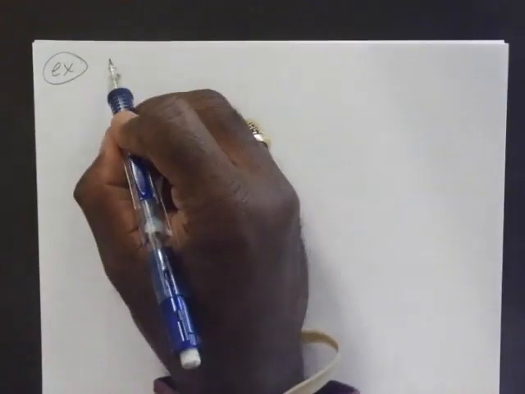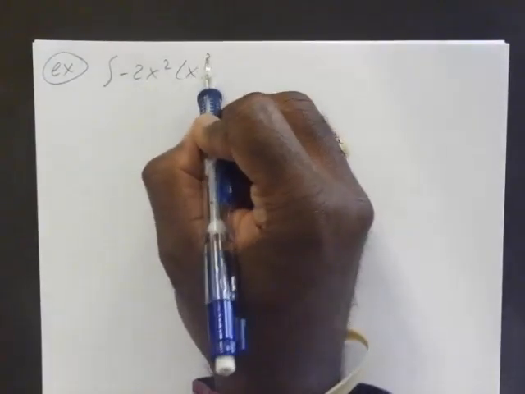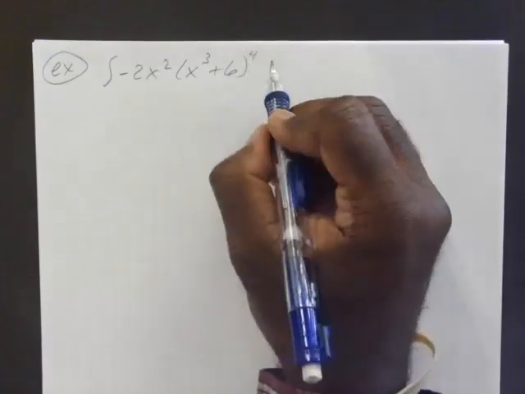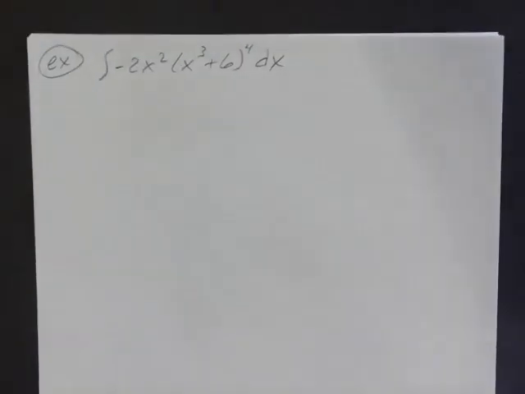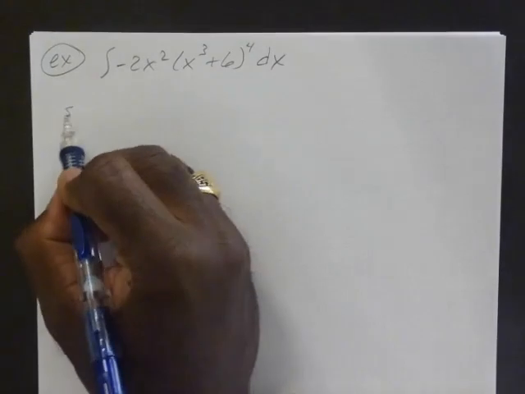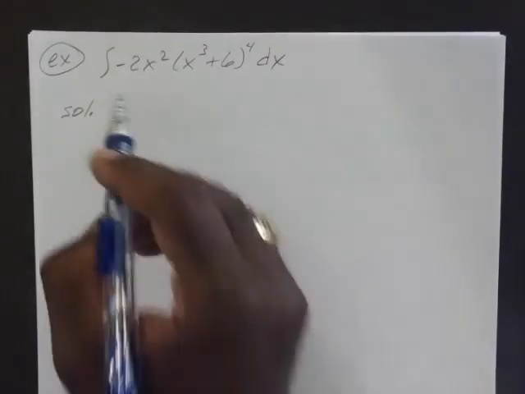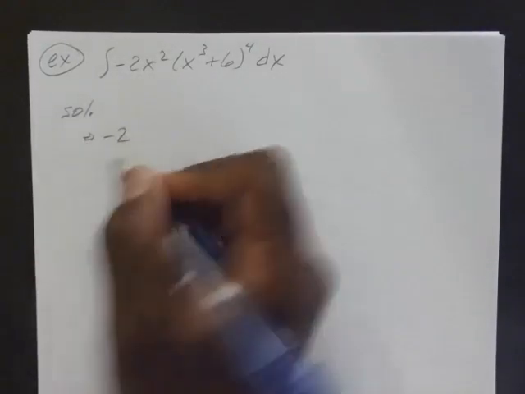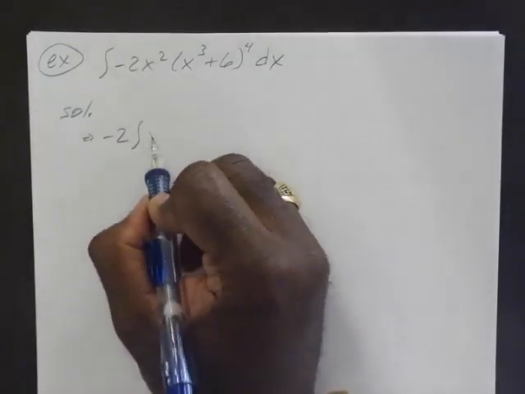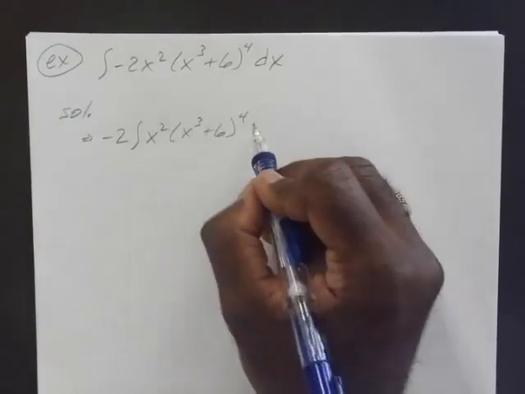Let's say we wanted to find the integral of negative 2x squared times (x to the third power plus 6) to the fourth power dx. Okay. So again, just for me, I always factor out any constants just to make this as simple as I can. So factor out that negative 2 times the integral of x squared times (x to the third power plus 6) to the fourth power dx.